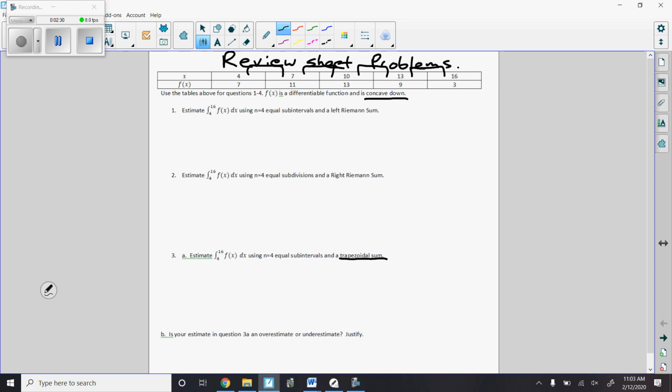All right, so I know a trapezoidal sum: I take the width of the subinterval, and then I average the two heights. So again, I'm going to use good notation here. I'm going to say the integral from 4 to 16 of f of x dx approximately equals, because it's an estimate. So the width of the first subinterval is 3. And again, I want to average the two heights, 7 plus 11 over 2. So that's the area of the first trapezoid, and I got 3 more to go. They all are going to have a width of 3.